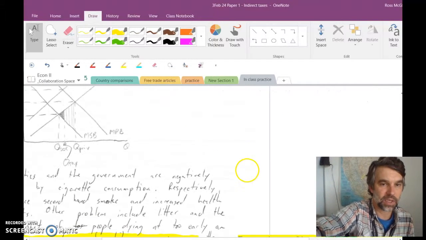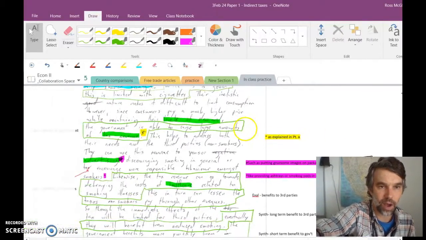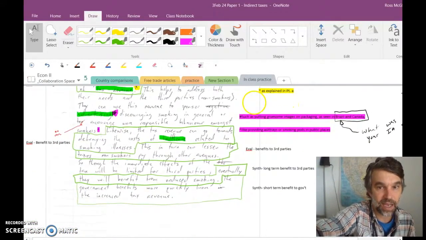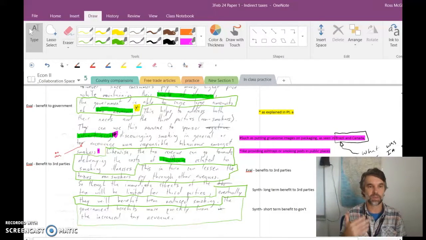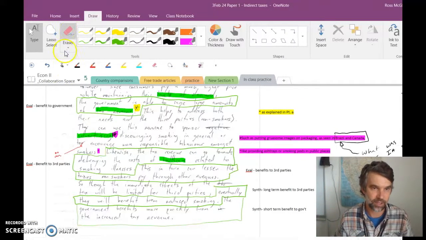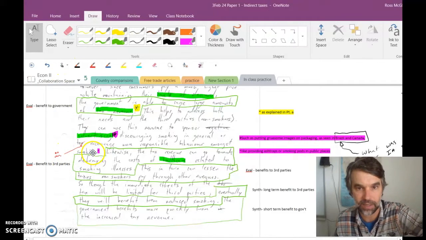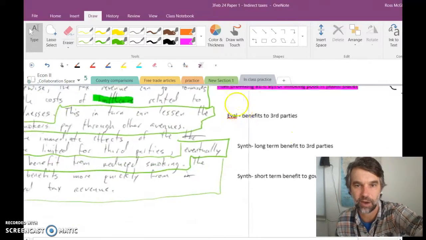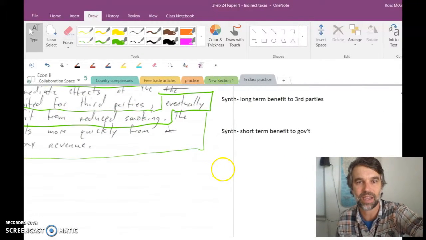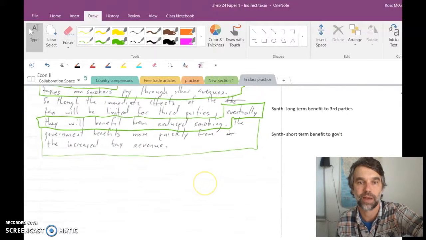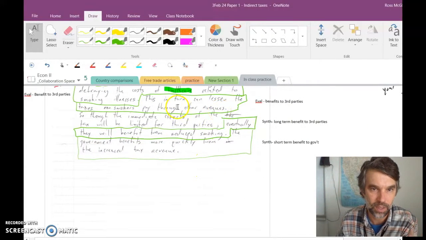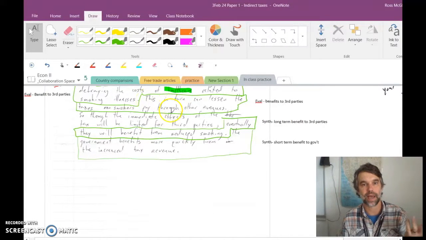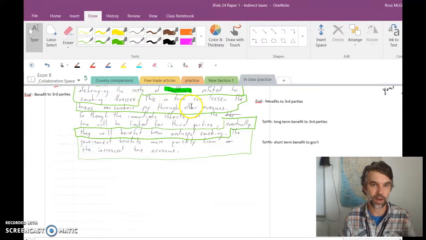And you see in this, if we go to the bottom of that, I have about 5 or 6, actually it looks like 7, what I would call specific evaluation points. I talk about the government, I talk about third parties, I talk about third parties again, and then the last 2 I'm saying are actually synthesis because I'm making more of a conclusion from what I've said, as opposed to here, where I'm saying that if taxes are raised by indirect taxes on cigarettes, then non-smokers can actually pay lower taxes.